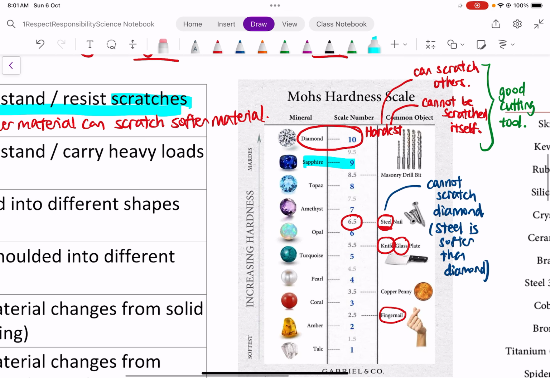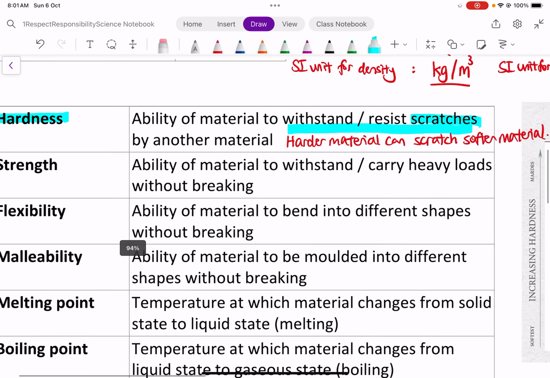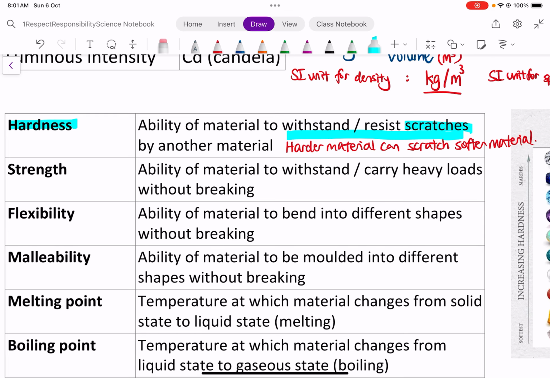So the next concept is the concept of strength. The strength of a material is the ability of the material to withstand or carry heavy loads without breaking. So now is the idea of putting heavy stuff on top of the material and measuring if the material will break. So we basically load the material with heavy stuff until it breaks. And that is the point by which we say it has reached its maximum strength.